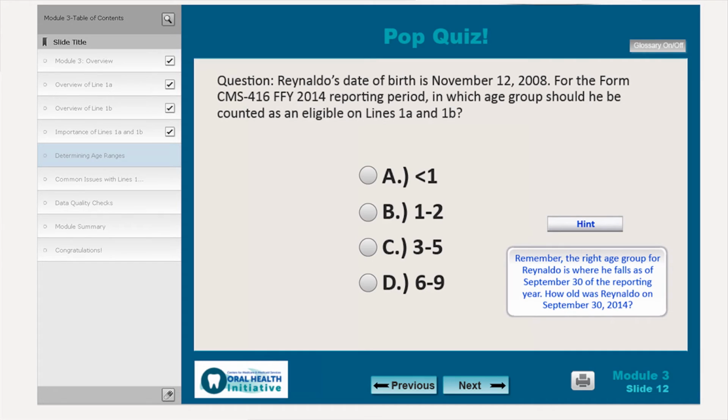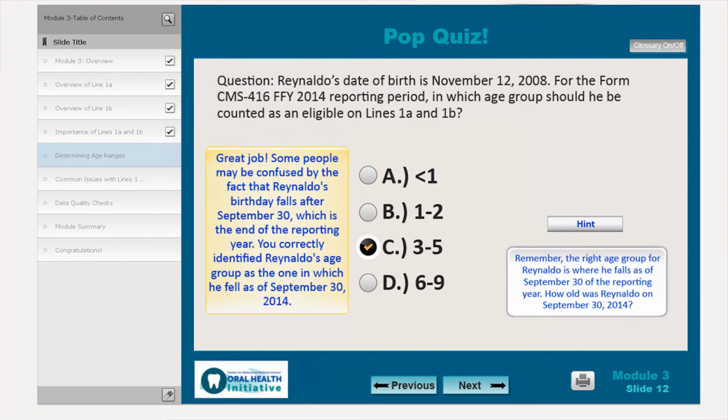Remember, the right age group for Ronaldo is where he falls as of September 30th of the reporting year. How old was Ronaldo on September 30th, 2014? If you answered C, 3 to 5 years, you'd be correct. Great job. 3 to 5 is the correct age group because Ronaldo would turn 5 years old on November 12, 2013, and would still be 5 years old at the end of the federal fiscal year on September 30th, 2014.